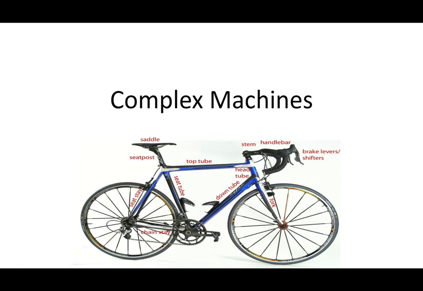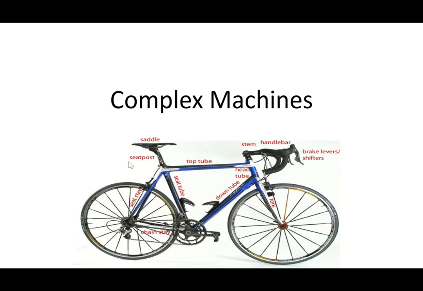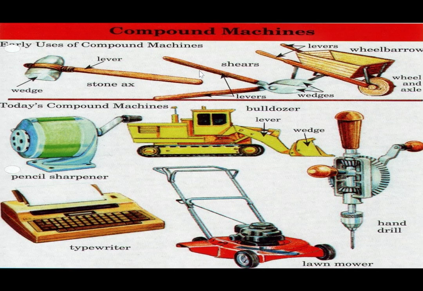I just want to take a little bit of your time here to talk about what complex machines are. So here we have a bicycle, and it has all these many different parts. There's the down tube, top tube, stem, handlebar, brake lever, shifter, saddle, seat post, seat tube. These are all different parts of a complex machine.